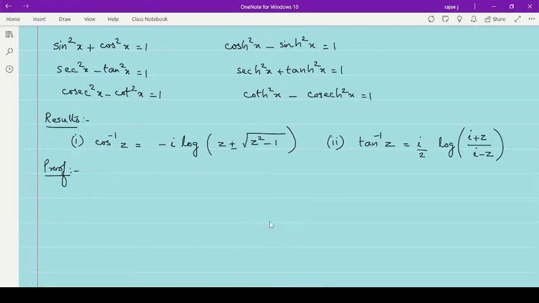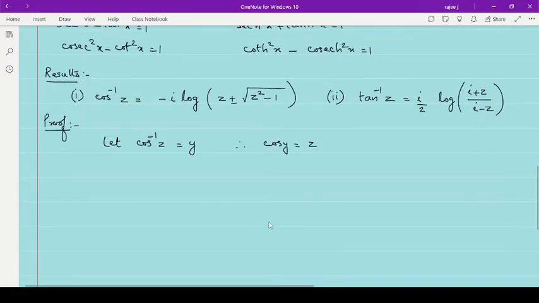We need to prove cos inverse z is equal to minus i log of z plus or minus under root of z square minus 1. Okay, so we'll take this LHS, cos inverse z, equal to say some y. Therefore, from here, cos inverse z is equal to y. Therefore, I'll take cos to this side. So cos y is equal to z. Okay, cos y is z.